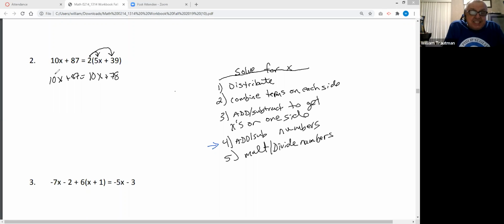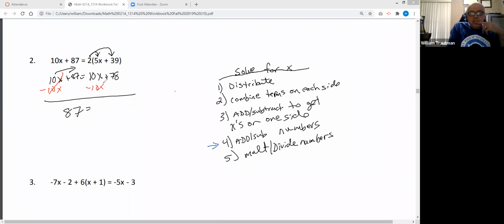So we're going to take this 10x to the left. And remember, step 3 says add and subtract to take the x's to the other side. It's a positive 10x. We're going to do minus 10x to both sides. 10x minus 10x is 0. So we're left with 87. Oh no, on the right side, 10x minus 10x is 0. We're just left with 78.